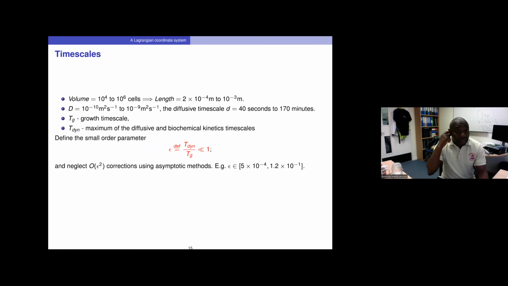Before I go any further, I want to identify, and this is important, a small order parameter epsilon, which is the ratio of the timescales of the dynamics versus the timescales of the growth, and I can show that this is small. This will allow me to do asymptotic expansions and to linearize, to get asymptotic solutions close to bifurcation points. And so that's important.